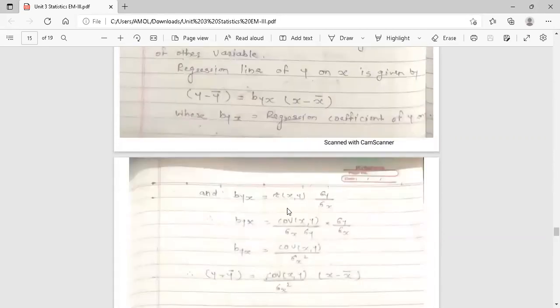See here, r of xy is equal to covariance of xy upon sigma x sigma y. Now you put this value there. So r of xy is equal to covariance of xy upon sigma x sigma y into sigma y upon sigma x as it is. Now sigma y gets cancelled, numerator sigma y and denominator sigma y get cancelled, and so the next step: byx is equal to covariance of xy upon sigma x square, and this is the regression coefficient byx.